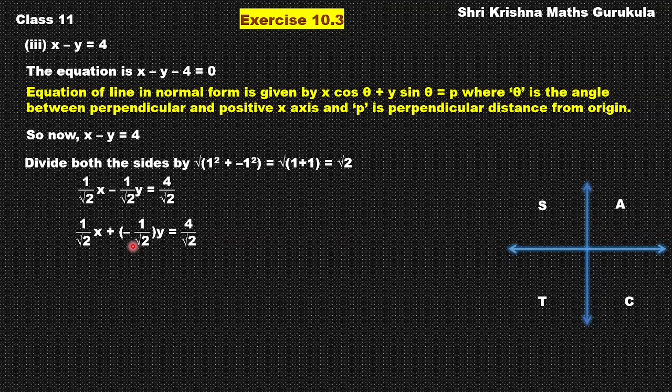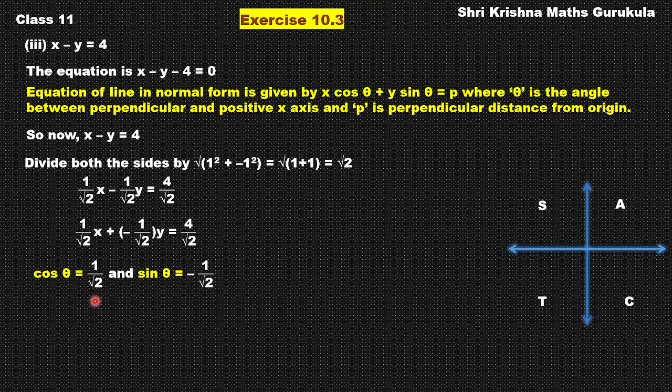So our angle is not in the first quadrant. It is in some other quadrant which we have to identify. Now just compare the coefficients and equate the values. So cos theta will be 1 by root 2, sin theta will be minus 1 by root 2. So if you just check, the angle is 45 here. Cos 45 is 1 by root 2. Sin 45 is 1 by root 2, but with the negative sign.